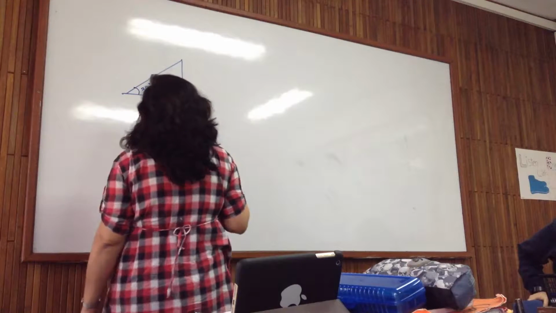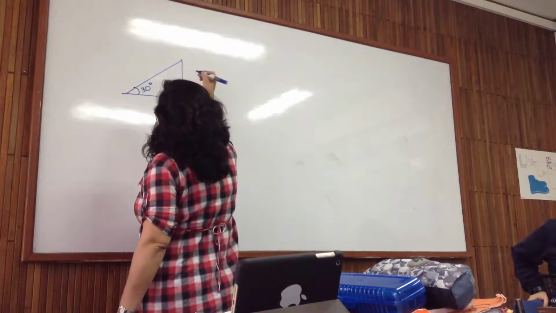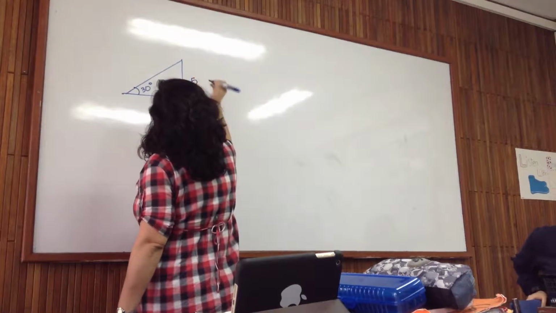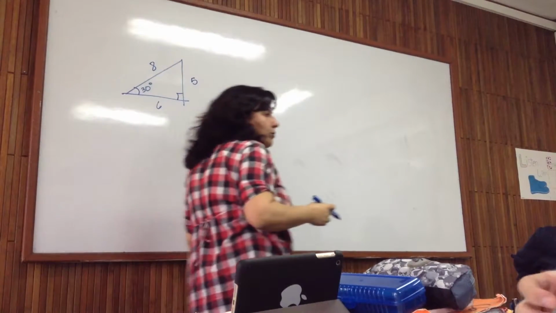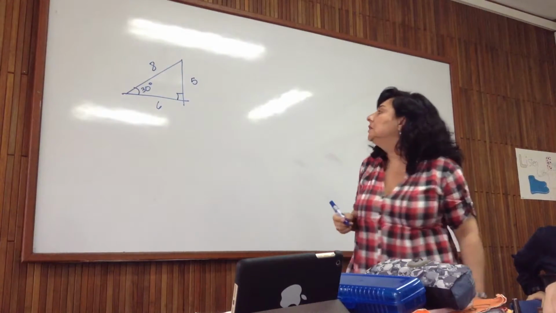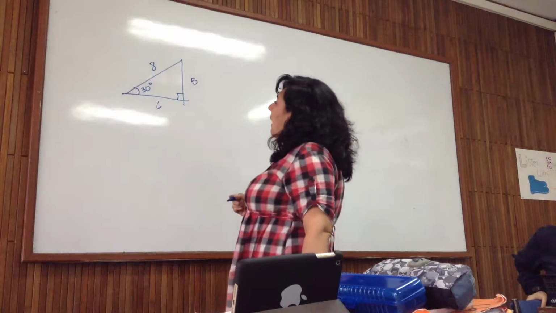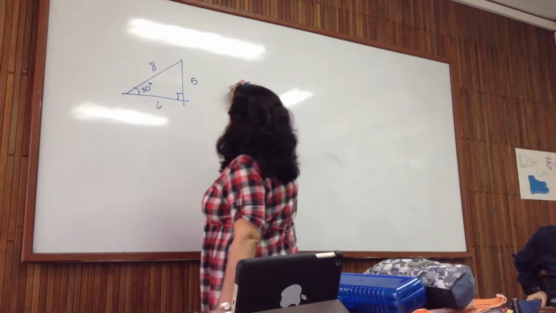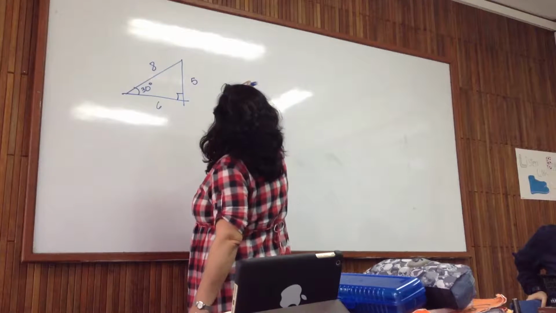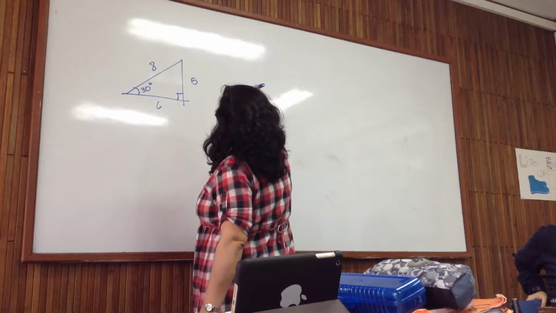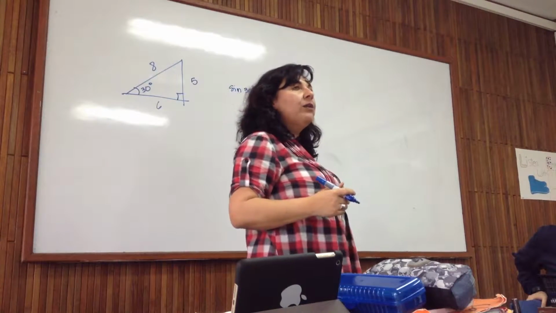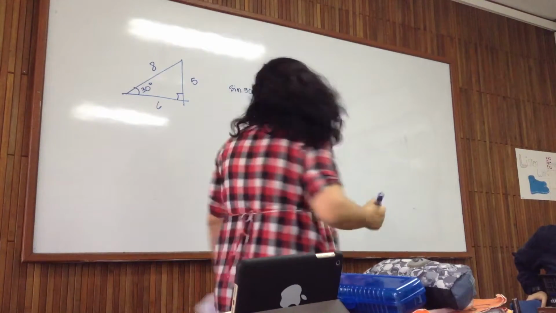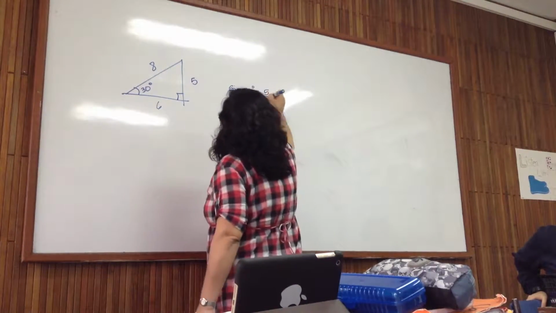And I know that this side is, I don't know, 5, this one is 6, and this one's 8. I don't even know if that's possible, but that's what I give you, okay? What would be the sine of 30 degrees, according to that triangle? 5/8. It would be 5/8.